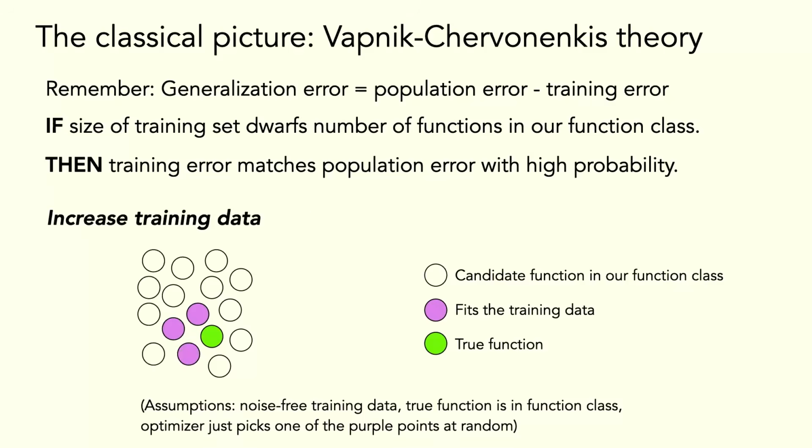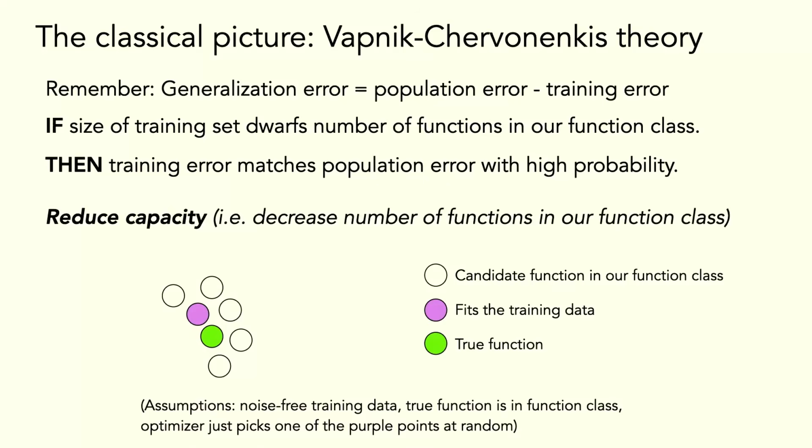While still making sure that the true function is within my hypothesis space, I will remove some of the purple spurious fits, and I'll increase the probability that, if I just select a random function, I get the right one. Okay, so there are these two things that are happening: control capacity, add more data. They'll both end up increasing my probability of getting the true function that generalizes.